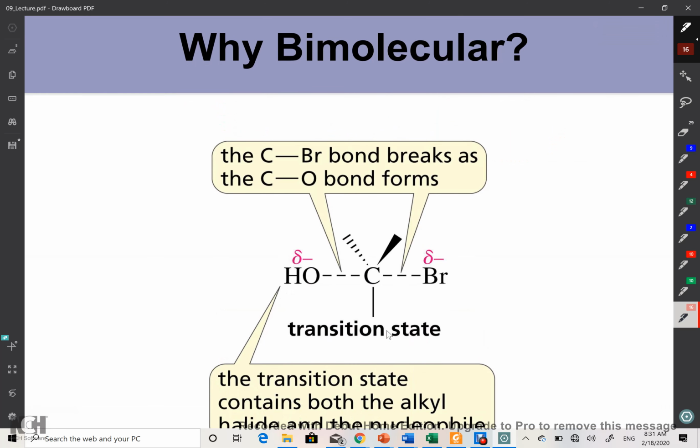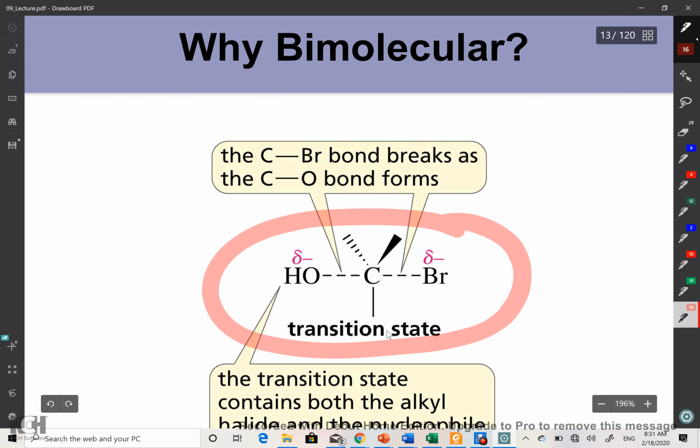So why do we say the mechanism is bimolecular? Again, we said at the transition state, this is how the transition state of this mechanism looks like. As the nucleophile is attacking the carbon, as you are forming the carbon-oxygen bond, the carbon-bromine bond is being broken. Does that make sense? As the OC bond is being formed, the CBr bond is being broken.